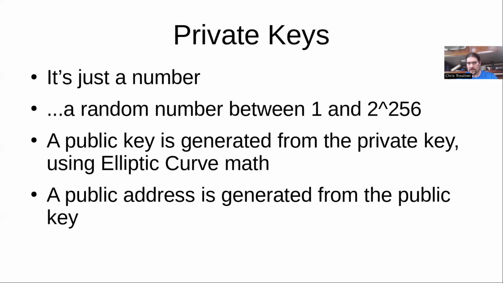So private keys, let's start with that. Everything kind of starts from that. The most important thing to keep in mind is a private key is just a number. And more specifically, it's a number between 1 and 2 to the 256, which is an astronomically large number. And typically the way a private key is generated is by picking a number in this number space randomly.